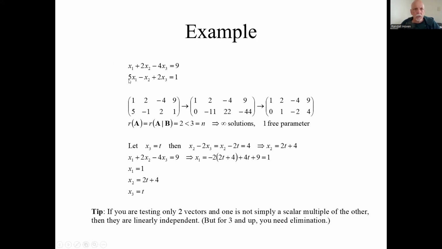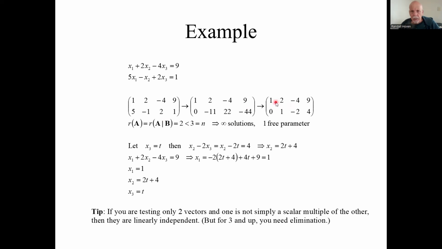Oops, here's two equations and three unknowns. Here's the augmented matrix without the line in it. So this right column is really this B part. We do the row operations. And actually, in this case, since there's only two, and these two rows are not just scalar multiples of each other, we already know the rank is 2. So at this point, without even doing row operations, we know the rank is 2, n is 3. So we know we're going to get infinite solutions with one free parameter. But to actually solve, we do the row reduction.